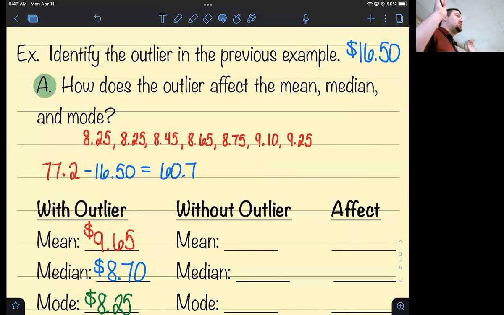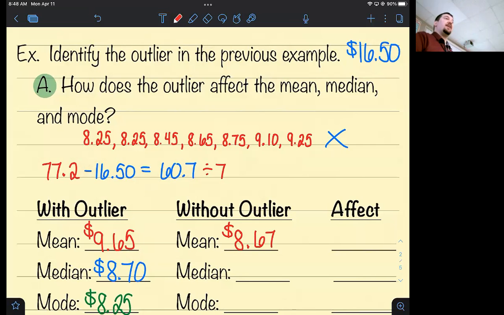If the outlier is no longer there, it was here, now it's gone, how many numbers do we have in our data set now? 7. So we're going to take 60.7 and divide it by 7 instead of 8, because now the outlier is gone. Branson, what is 60.7 divided by 7? 8.671. And we'll just say 8.67 because the 1 does not round the 7 up. And since we're talking about money, we only want to use 2 decimal places.